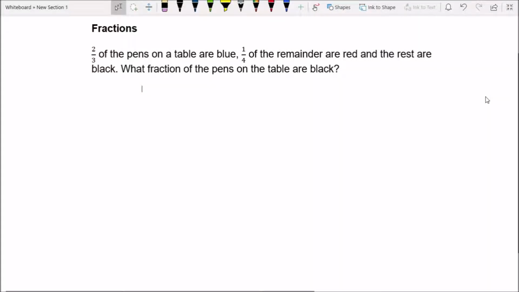This type of fractions questions is a must-know. It involves finding fractions of a fraction. Think of Inception, the Leonardo DiCaprio movie, where he enters dreams within dreams. Before I overcomplicate matters, let's just jump straight into our first example.